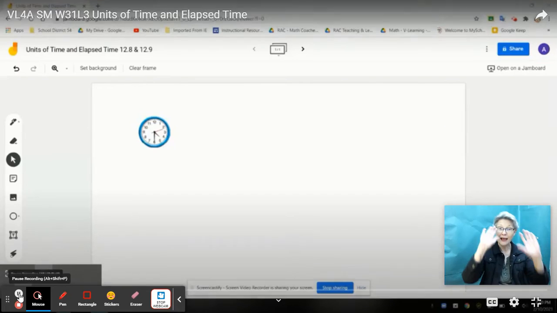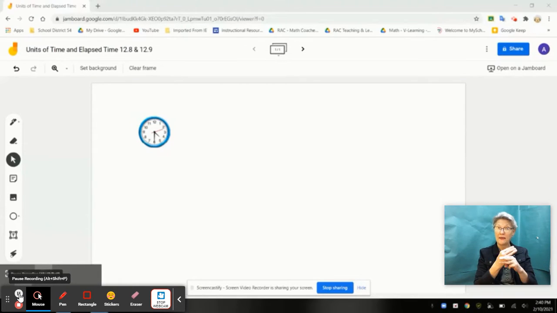To math. Today, we're going to use all of our knowledge on telling time and clocks to explore more about time, but specifically seconds. And we're going to find out start and end times using elapsed times.